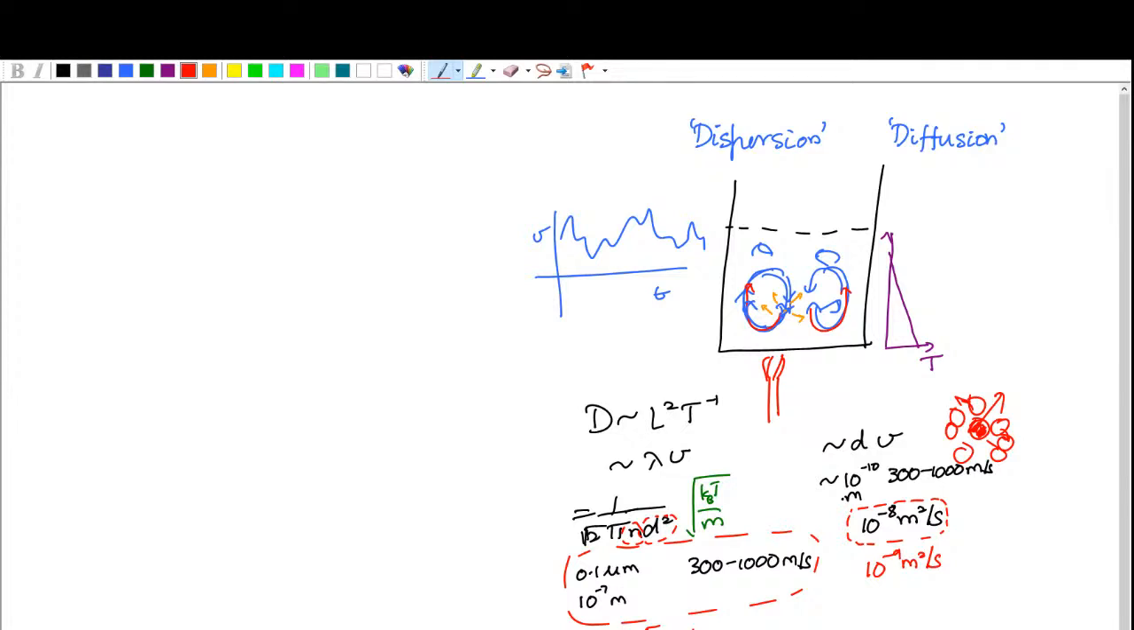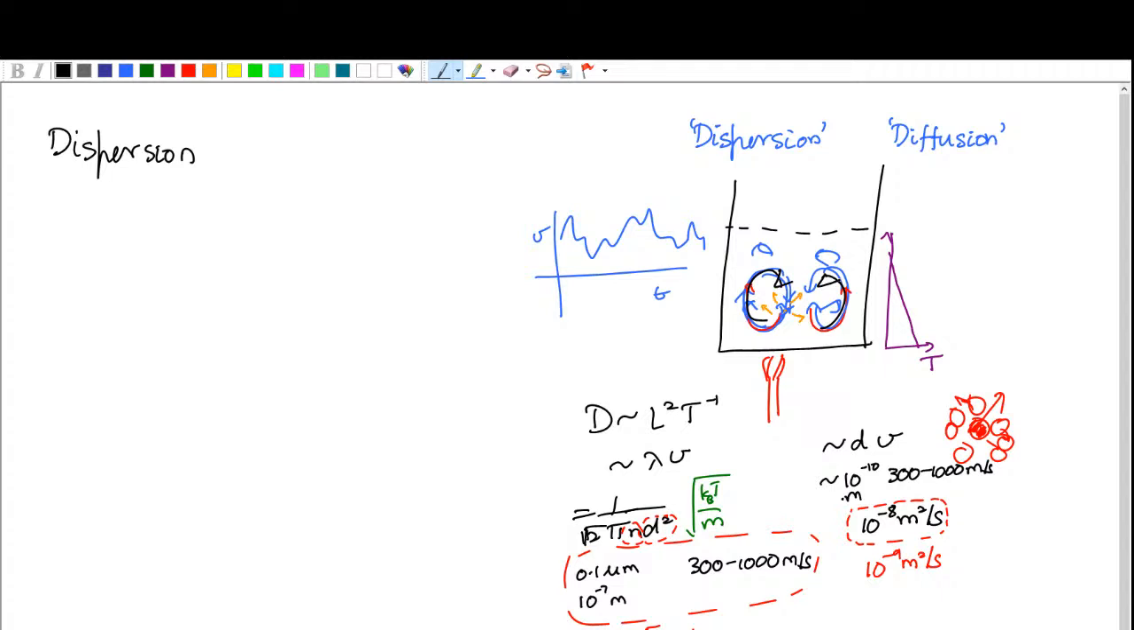On the other hand, dispersion depends upon the velocity with which this fluid is circulating, for example. Or in the atmosphere, it will depend upon the velocity of the wind.